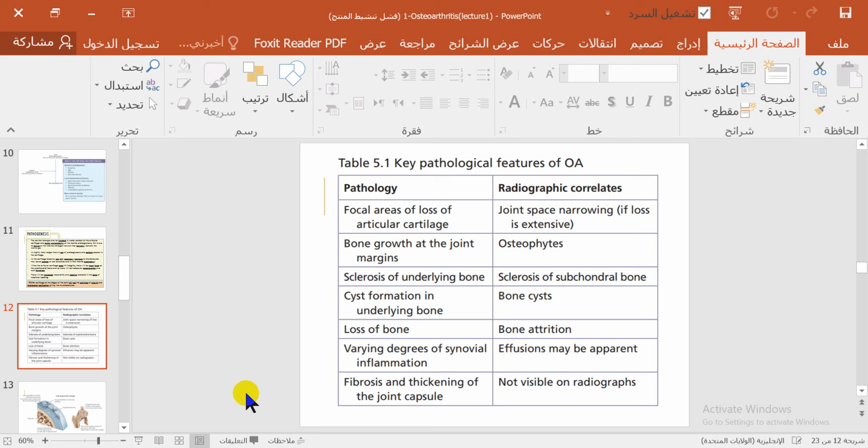Varying degrees of synovial inflammation and effusion may be apparent as a widening of the joint space in some areas, or there may be cyst formations around the joint. Fibrosis and thickening of the joint capsule are not visible on the radiographs.